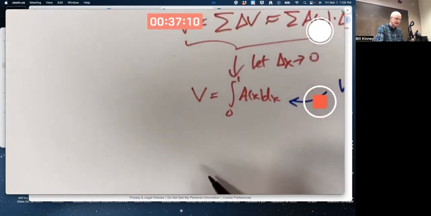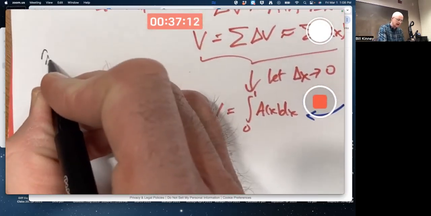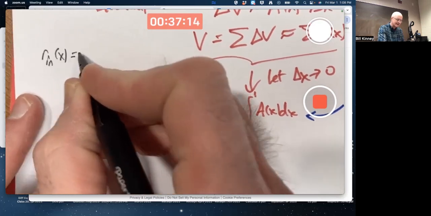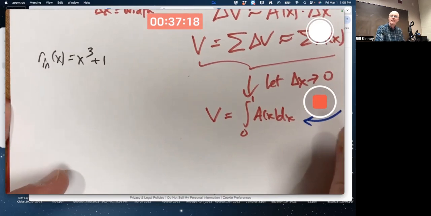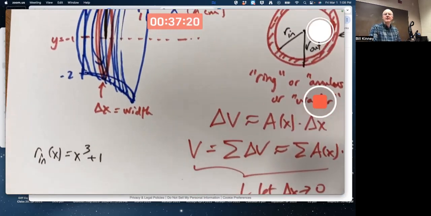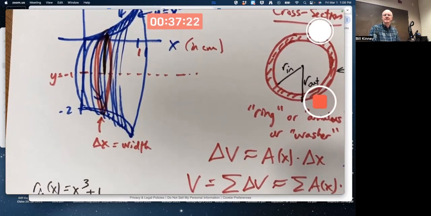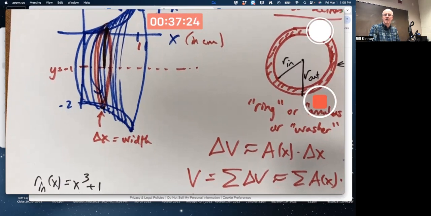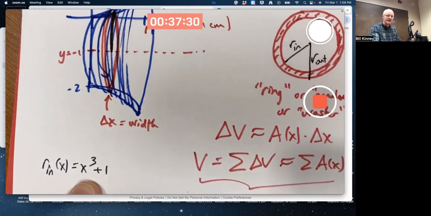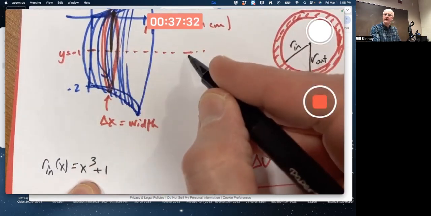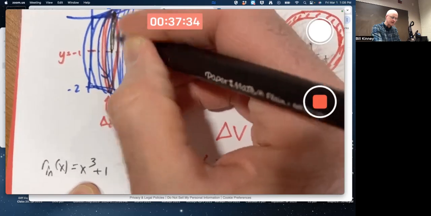R in is a function of x. It's x cubed plus 1. If we were rotating around just the x-axis instead of the line y equals -1, then R in would be x cubed. The plus 1 comes from the fact that we're rotating around the line y equals -1. We have to add this extra distance of 1.